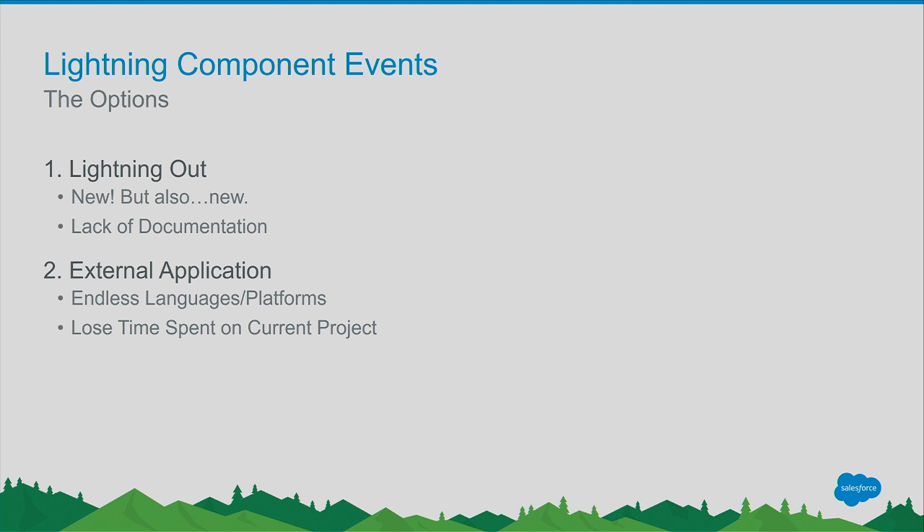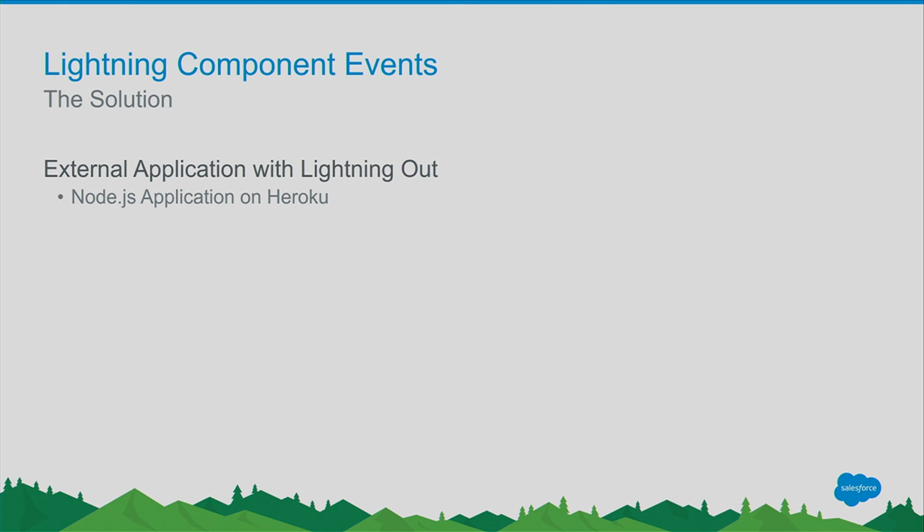Or we could have built an external application on Heroku. There are endless languages and platforms, so not endless. But the problem was that we were already in the middle of building this application, and we would have lost a lot of the development time from building the Lightning component application that we already spent. So we found a solution, and the solution was to build an external application in Node on Heroku using Lightning Out.